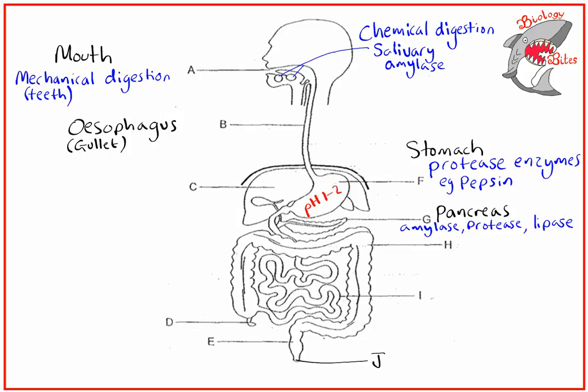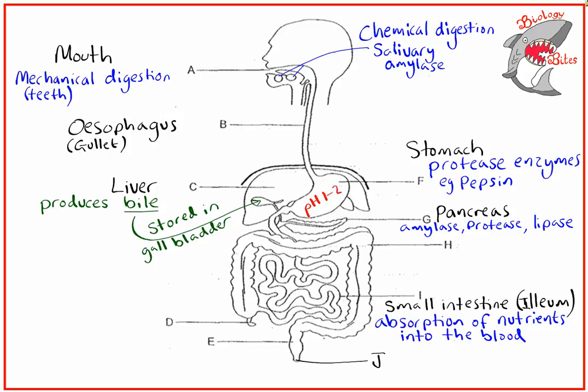Further down, the pancreas releases additional enzymes such as amylase, protease and lipase, and these help to break down carbohydrates, proteins and lipids. One of the functioning roles of the liver is to produce bile, and this can be stored in the gallbladder as shown here. More about bile a bit later on.